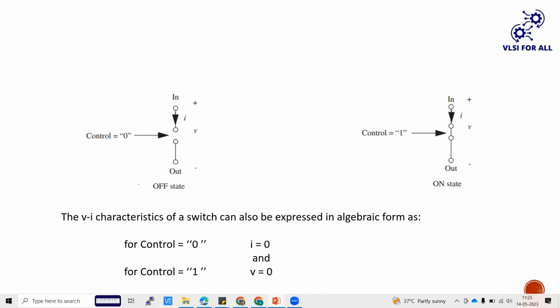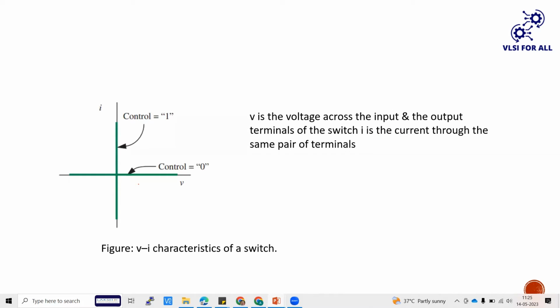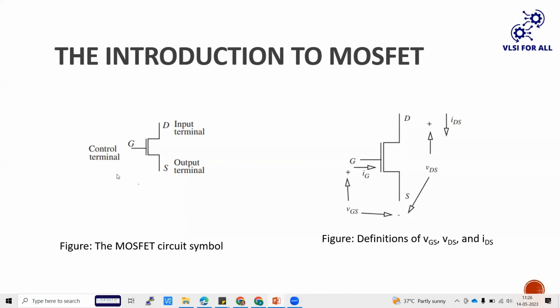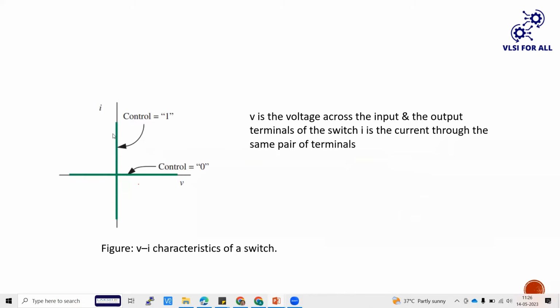Now we are entering into the VI characteristics plot. Whenever control is 0, the y-axis current is 0. That's why you can see a horizontal line, current is 0. Whereas whenever the control is logic 1, there will be a rapid current increment in either direction. However, the x-axis voltage value is 0 only. See here, that's why it's a vertical line.